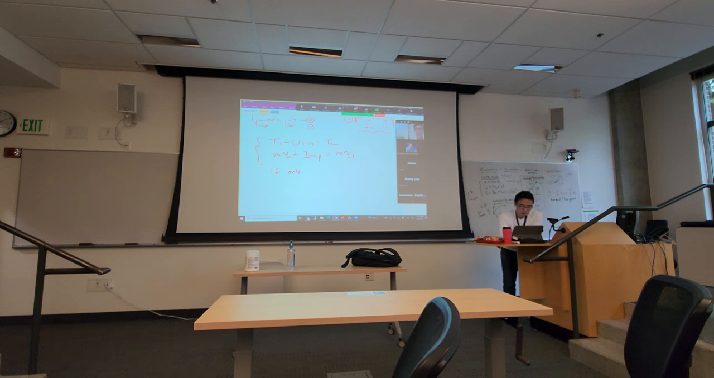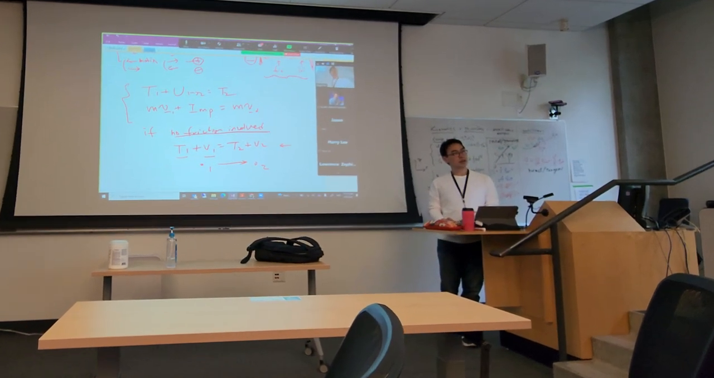I'm going to make it simpler. If no friction is involved, you can apply the conservation of energy, like T1 plus V1 equals T2 plus V2. It means if you have two discrete points, point one and point two, the initial kinetic energy and potential energy will be conserved if there's no friction involved. So this is another important formula you can use.